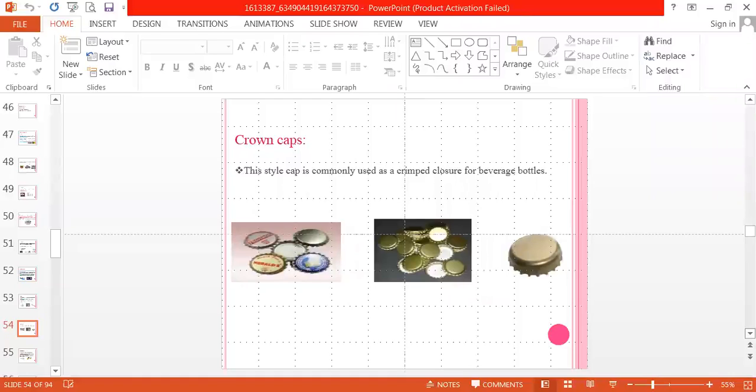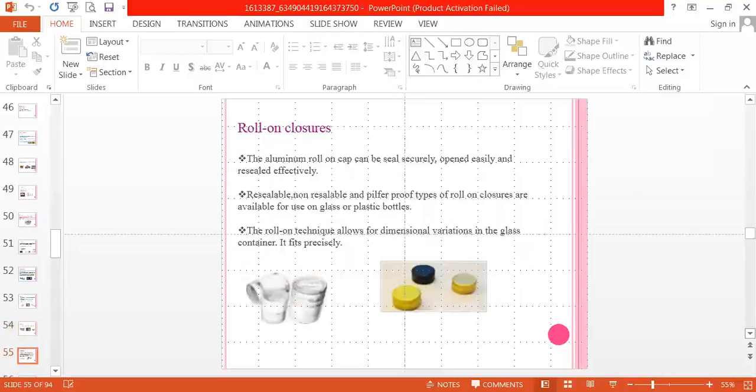And Coca-Cola type beverages have such kind of crown caps. So a single time we have to open it, and then they cannot be reclosed.